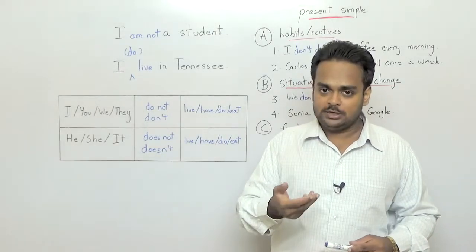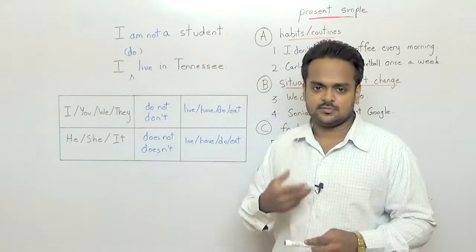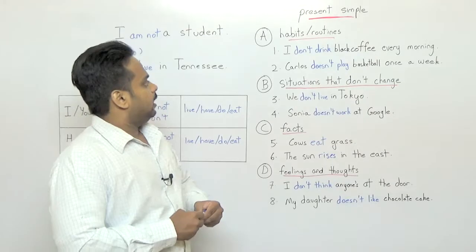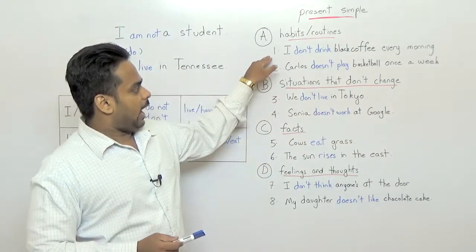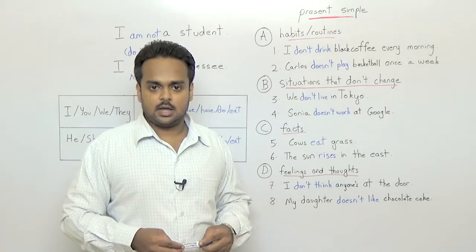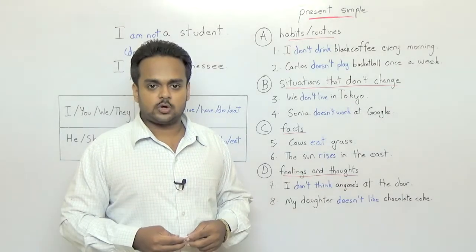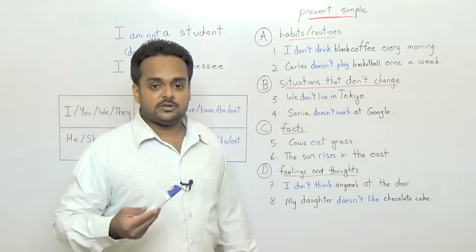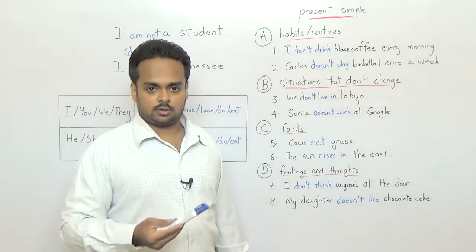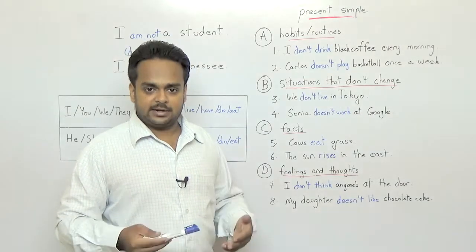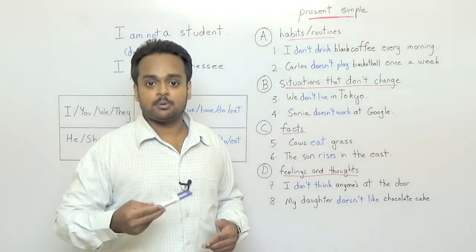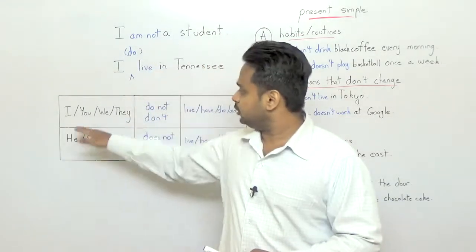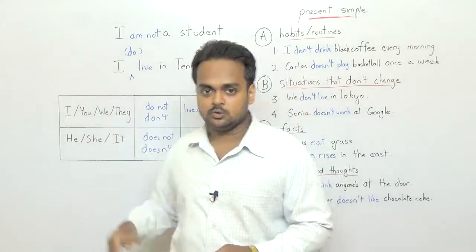Now when we speak, we don't say do not, we say don't. It's very natural to say that, don't. But let's look at some examples. Over here, I don't drink black coffee every morning. I drink green tea every morning. Or over here, we don't live in Tokyo. We live in New York. This can also be they don't live in Tokyo. Or it can be any plural noun. Jim and Jane don't live in Tokyo. Because remember, for I, you, we, they, we use don't.